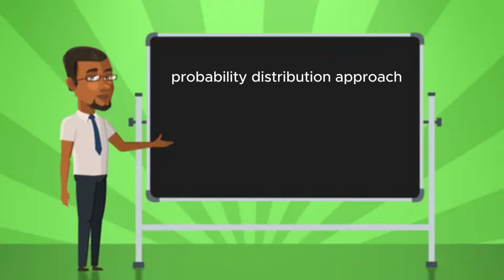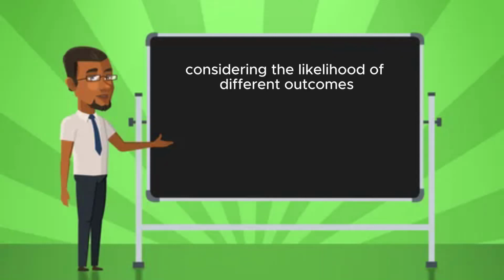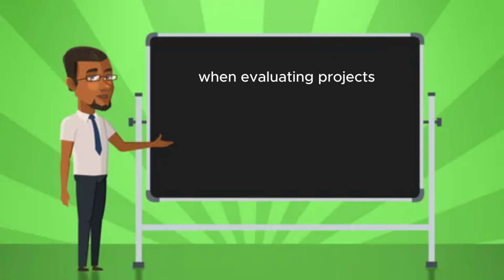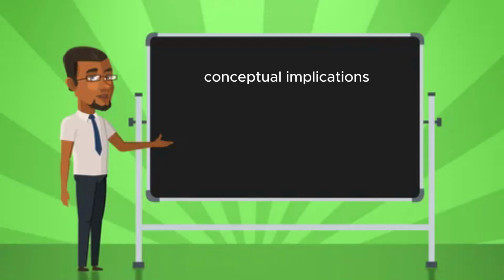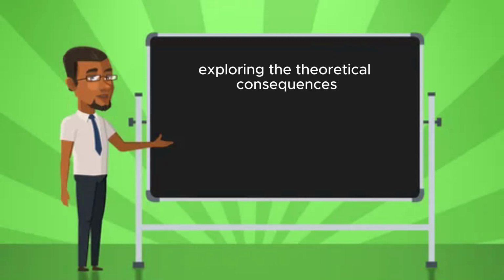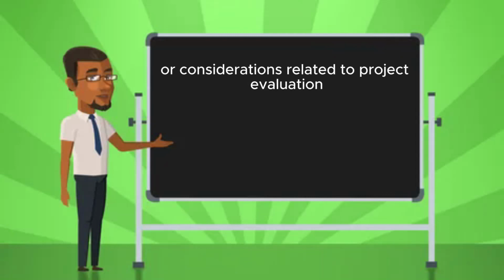Probability distribution approach. Considering the likelihood of different outcomes when evaluating projects. Contribution to total firm. Risk firm portfolio approach. Assessing how a project contributes to the overall risk of the entire company. Conceptual implications. Exploring the theoretical consequences or considerations related to project evaluation.